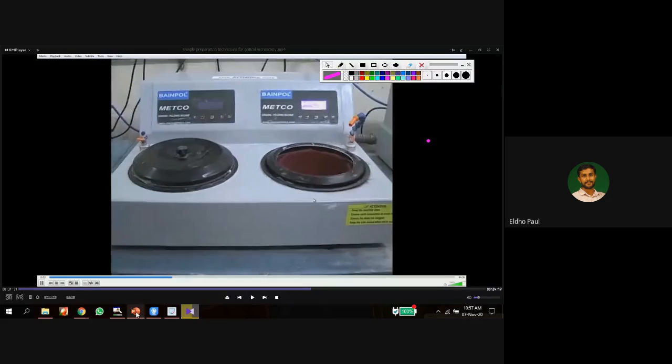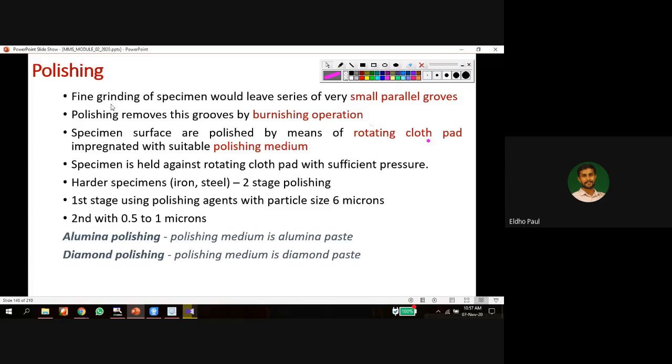In this polishing machine, we use a rotating cloth part impregnated with some polishing medium. By polishing we can remove all the varnish and glues present in this fine-grained material. Small grooves are present, which can be removed by this polishing process. Here we hold the specimen against the rotating cloth with sufficient pressure.